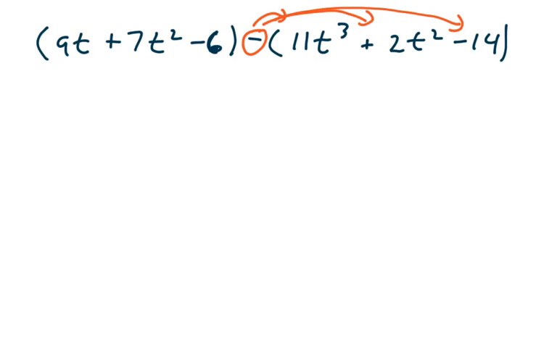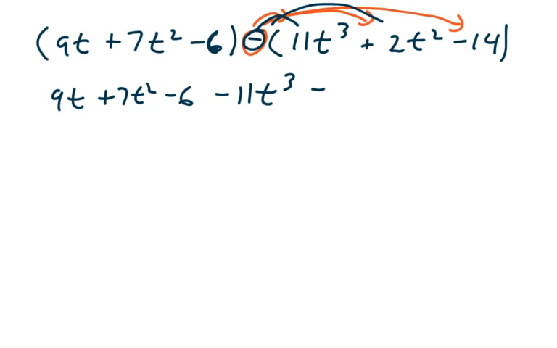Okay, so here's what we really have. We have 9t plus 7t squared minus 6. The minus here again makes that minus 11t cubed. And then a minus 2t squared. Got to be careful with that sign. Got to distribute that minus. And the minus with this minus makes plus 14.